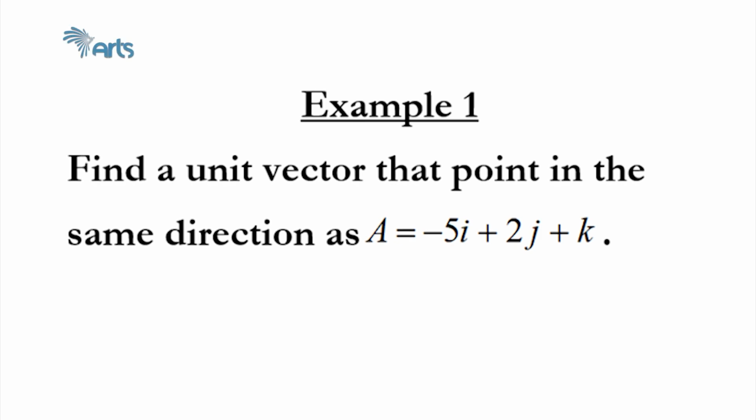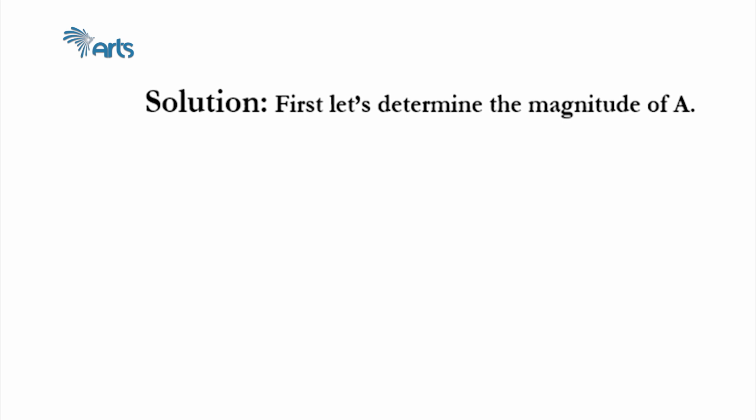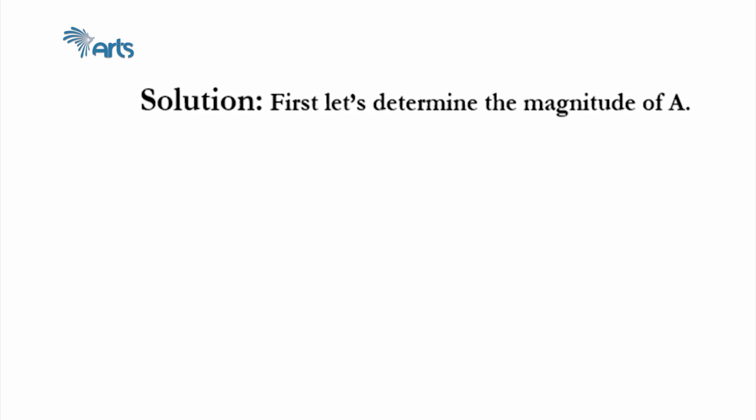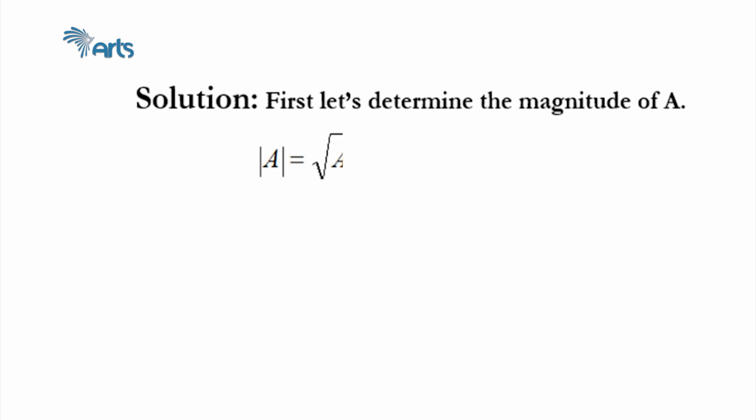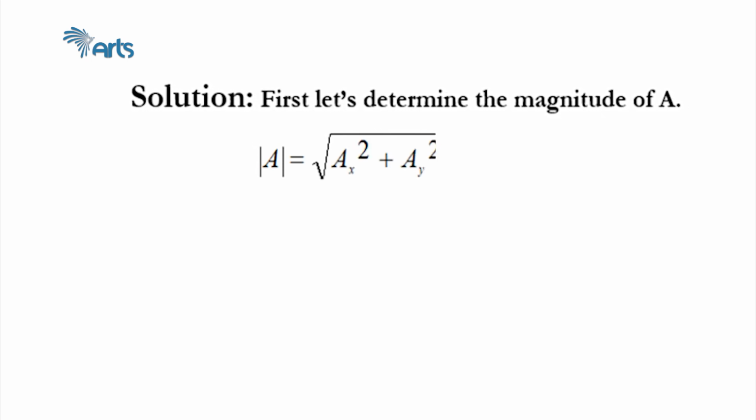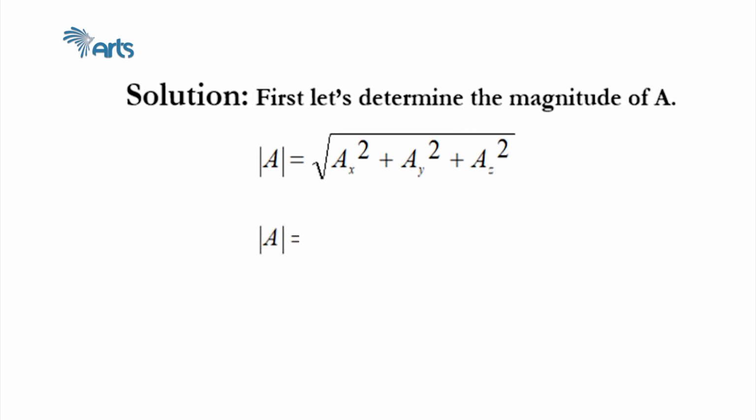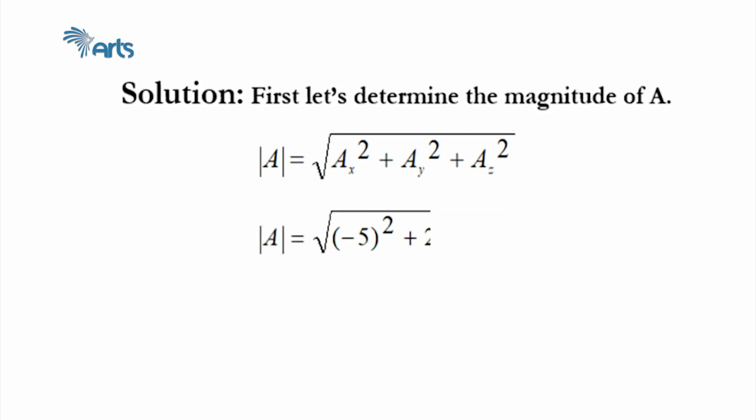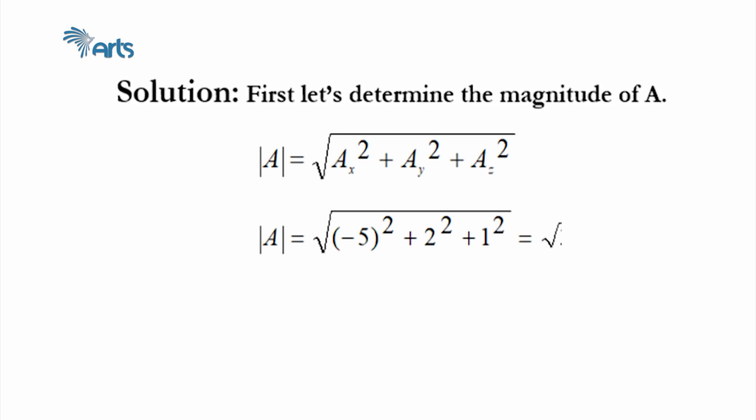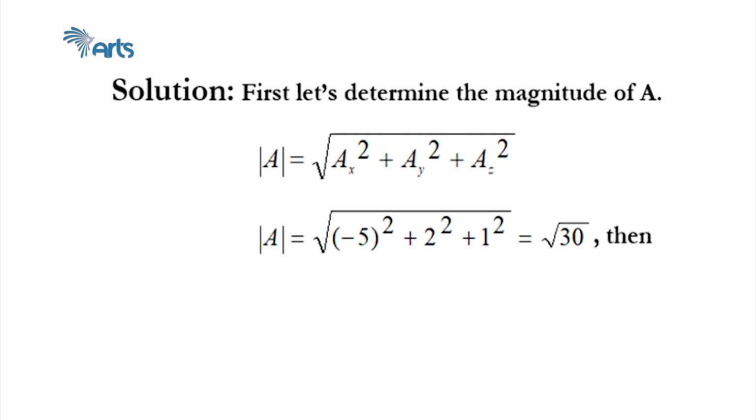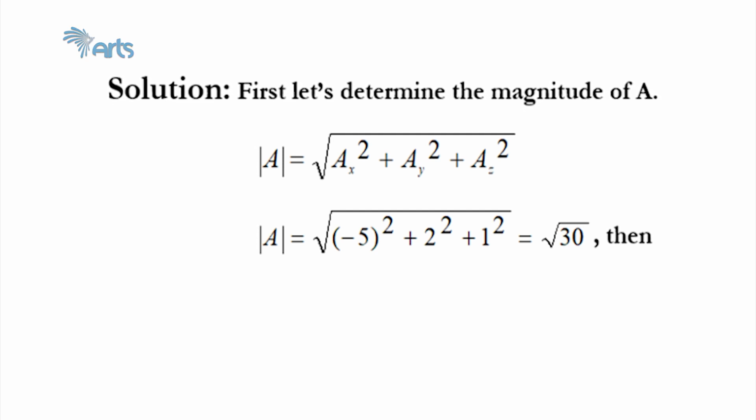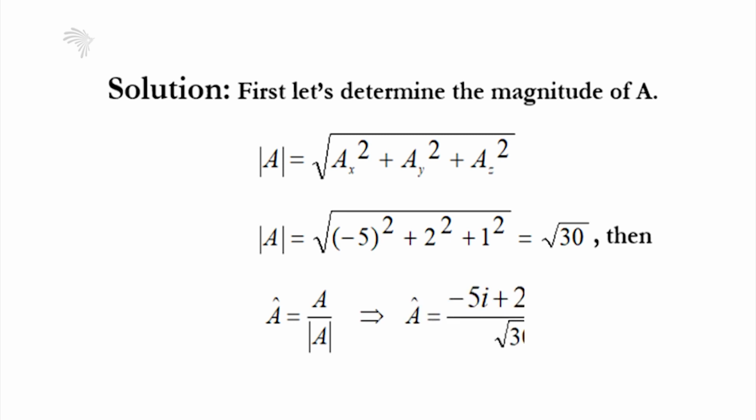So to find a solution, first let's determine the magnitude of vector A. As I mentioned earlier, the magnitude of vector A is calculated by the square root of Ax squared plus Ay squared plus Az squared, where Ax is minus 5, Ay is 2, and Az is 1. Substitute these values in the given formula, and finally you will have root 30 for the magnitude of vector A. Now to calculate the unit vector A, you have to divide the given vector A by its magnitude, so the unit vector A will be minus 5 in the i plus 2 in the j plus k divided by root 30.